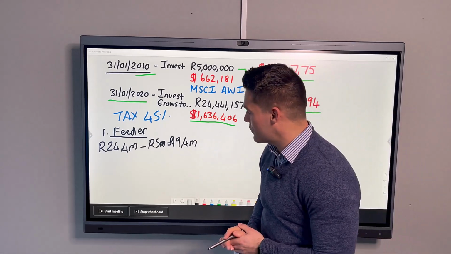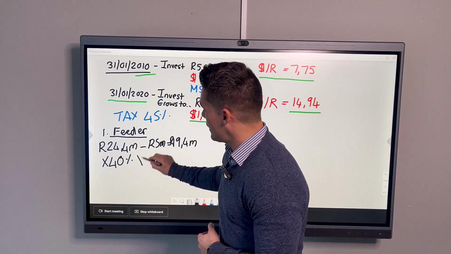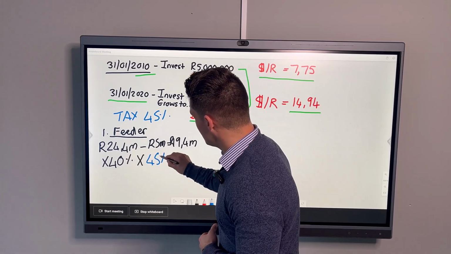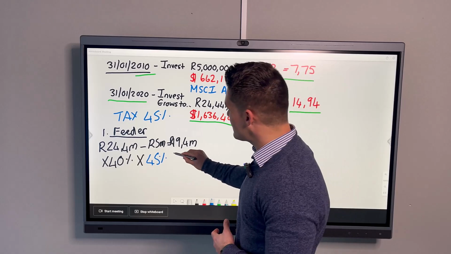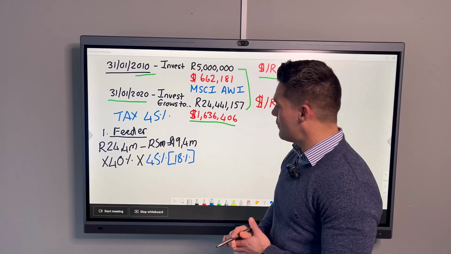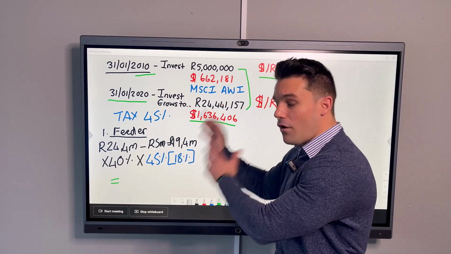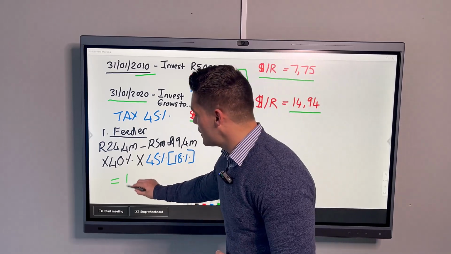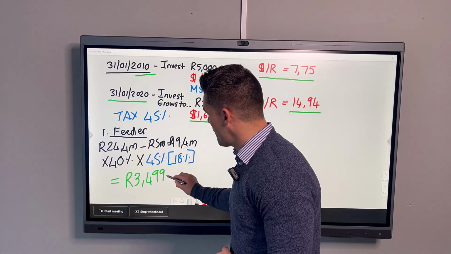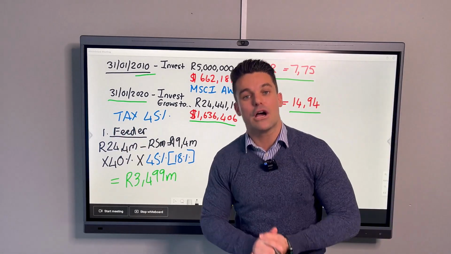So we take that 19.4, we times that by 40%, the inclusion rate, we times that by their tax rate, over here, very important, 45%, and that basically means that their effective tax rate is 18% if I take the 40% times 45, and that means the tax that they are going to pay if they were to disinvest from the feeder fund is close to 3.5 million. It's 3.499 million rand is the tax implication if they were to go for the feeder fund option.